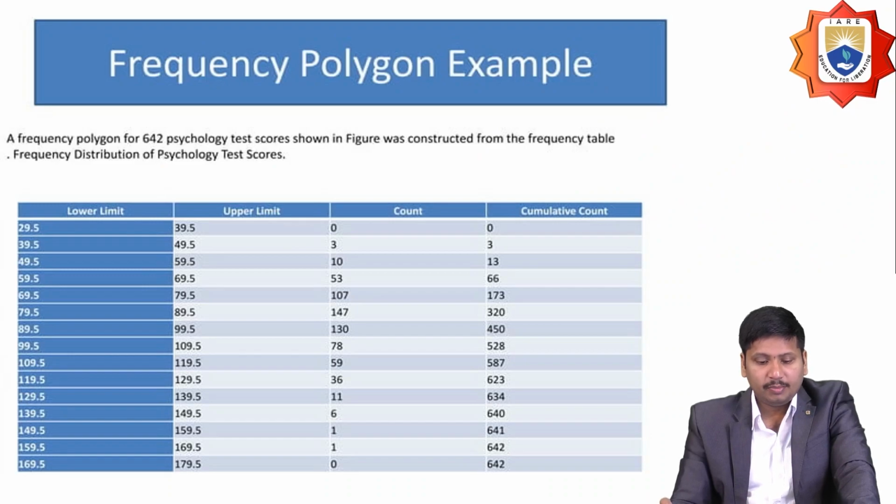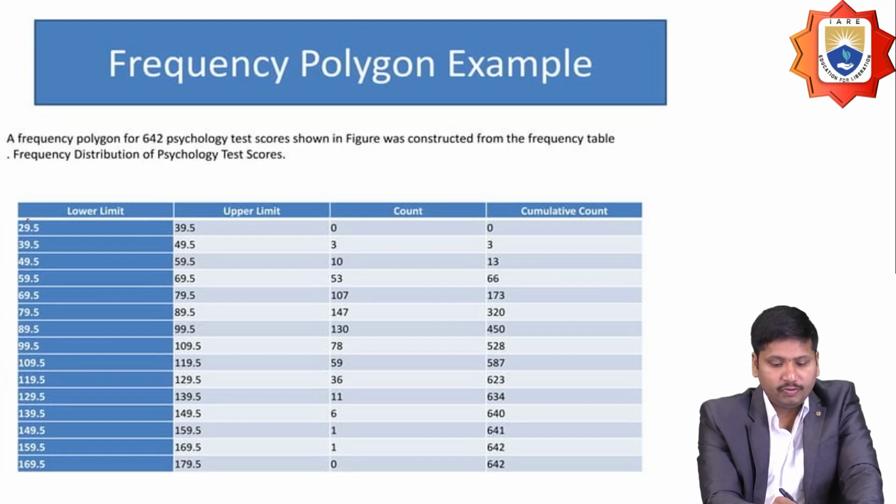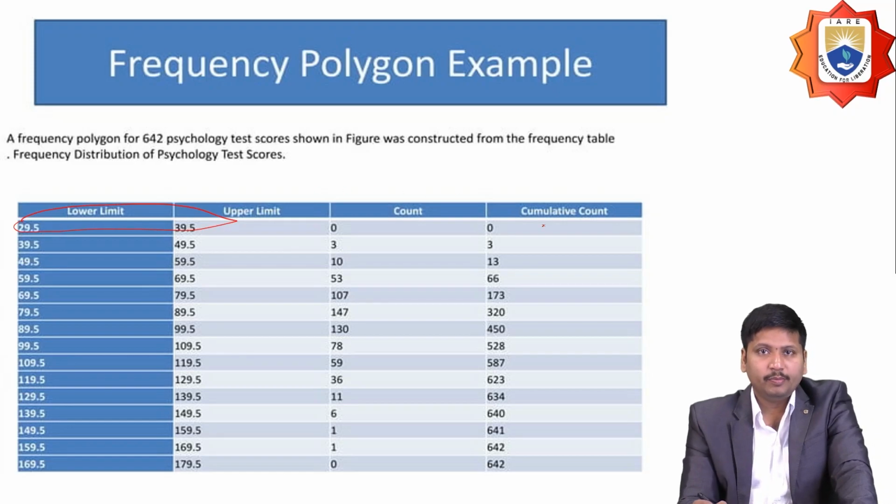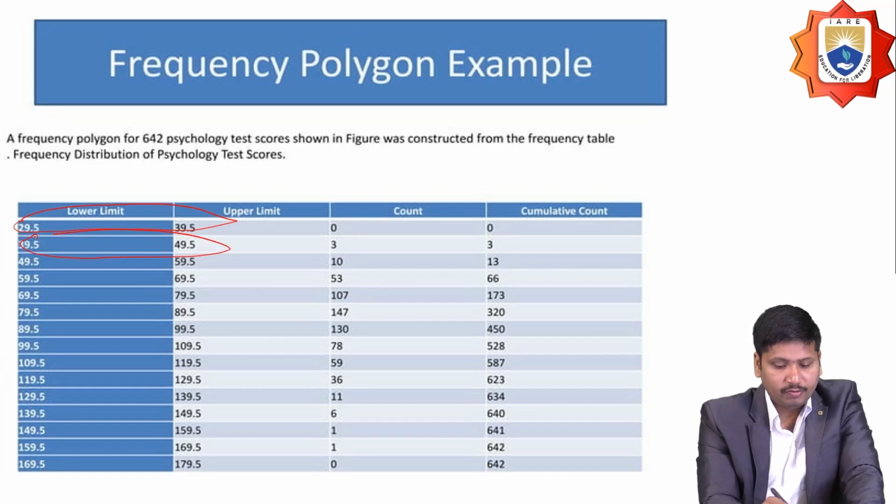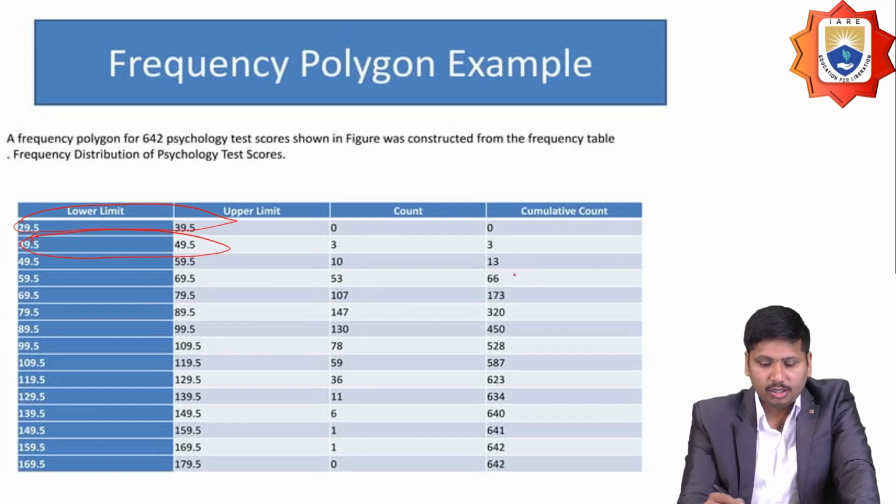So let's take an example. This frequency polygon shows 642 psychology test scores in the figure. For each and every test score I'm going to consider a lower limit value and an upper limit value. That is the interval I'm going to fix. So in between 29.5 and 39.5, what is the value, and in between 39.5 and 49.5, the counts are identified. These are the frequency values for each and every interval.